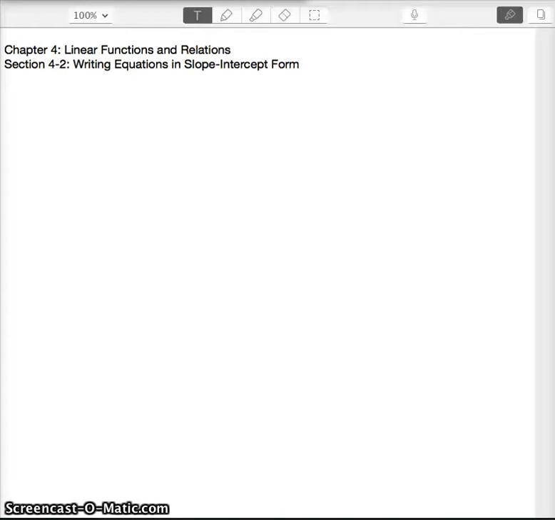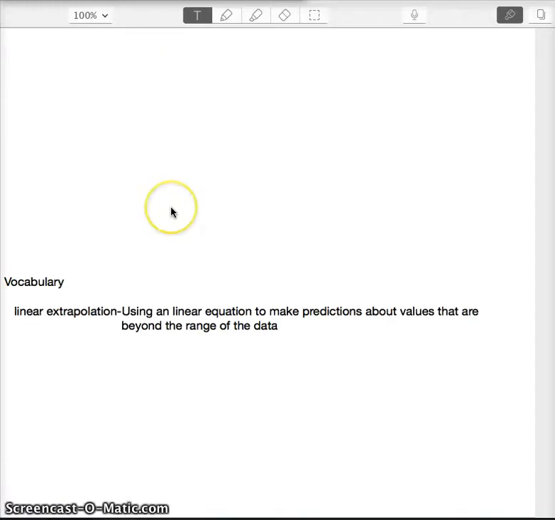Hey Algebra 1, we're in Chapter 4 and we're looking at linear functions and relations, and we're in Section 4.2, writing equations in slope-intercept form. We only have one vocabulary term today, and that is linear extrapolation. Linear extrapolation is a big title for simply using a linear equation to make predictions about values that are beyond the range of the data.